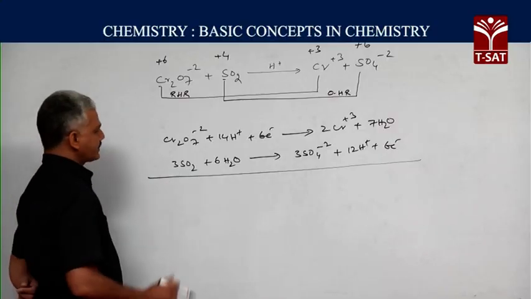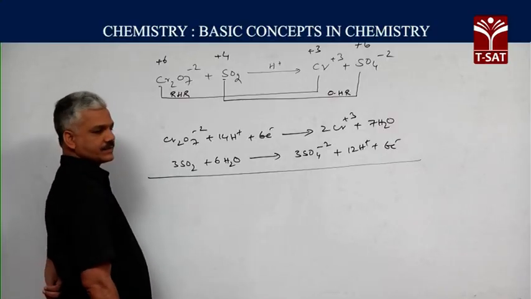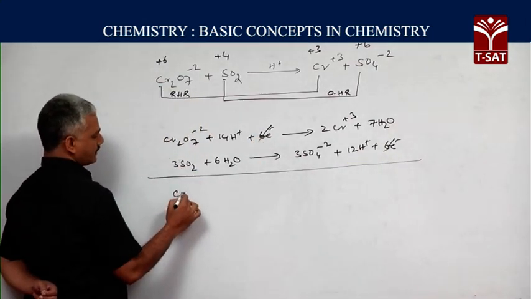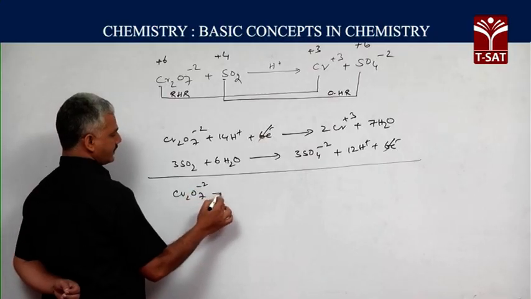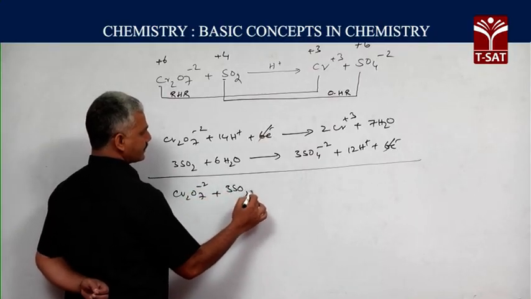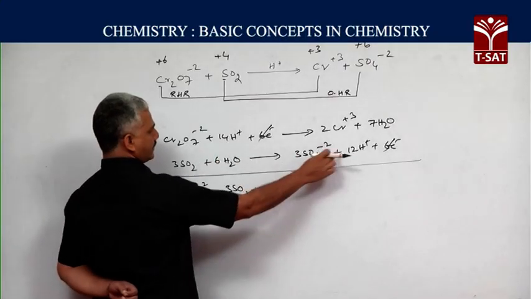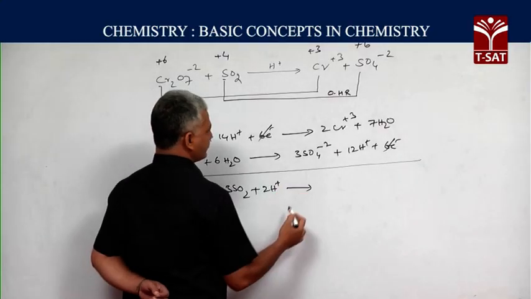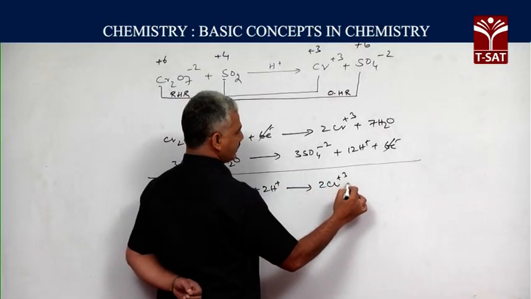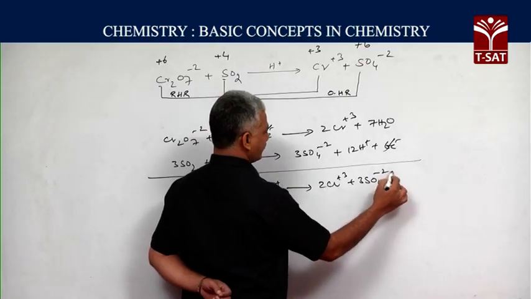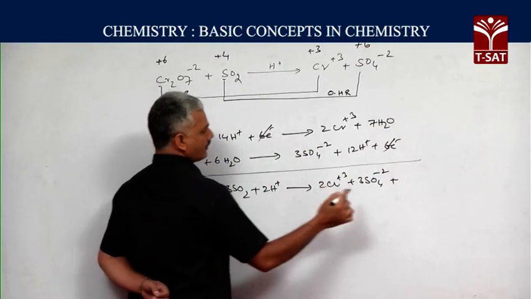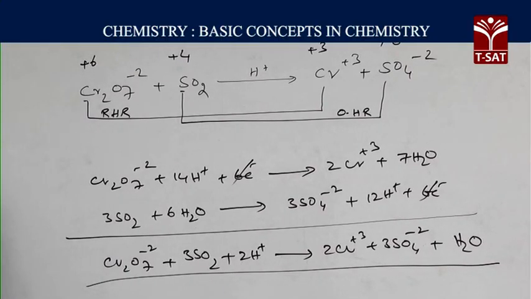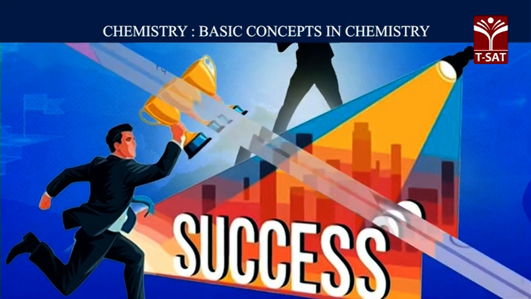Adding the 2 half reactions, whatever is common on opposite sides gets cancelled. So, finally, Cr2O7 2- plus 3SO2 plus 14 hydrogens, of which 12 hydrogens are present on the other side, so 2H+ gives 2Cr 3+ plus 3SO4 2- plus 1 water molecule. This will be the completely balanced equation.